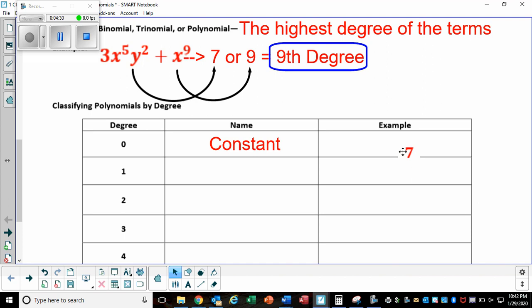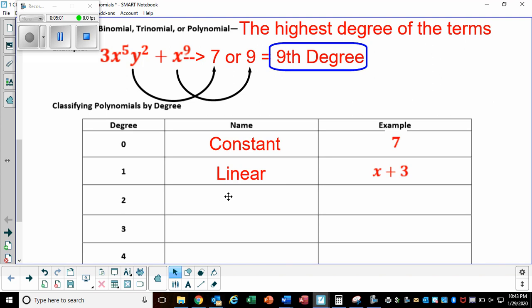So 7. There's no exponent on a variable to look at, so it has a degree of 0. A degree of 1 we call linear because that's basically just one variable with no exponent. Okay? And we call it linear because it looks like a linear equation, like slope-intercept form.